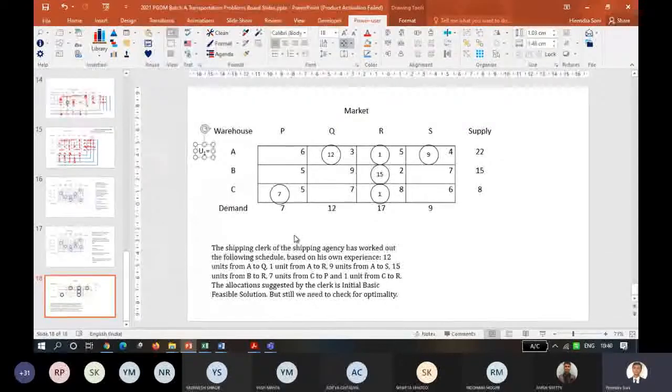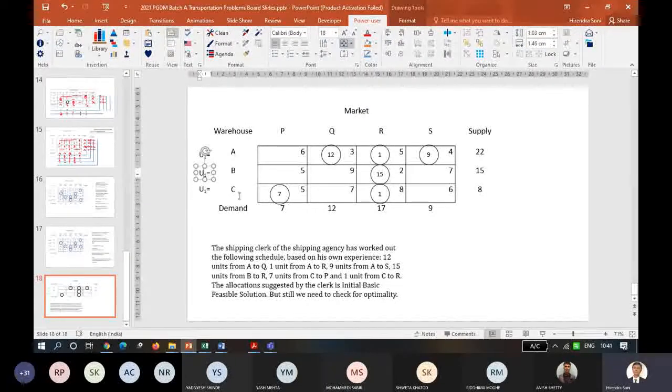Is it balanced? Yes, sir. 22 plus 8 is 30 plus 15 is 45, and this side is 45. So it is balanced. So we can just simply go ahead without adding any dummy row or a column. नहीं तो हमेशा पहले ये चीज चेक करना है.